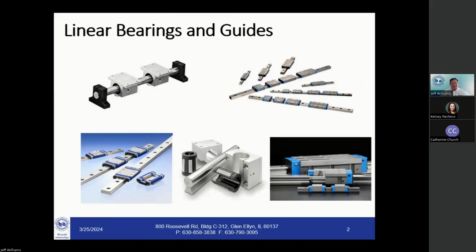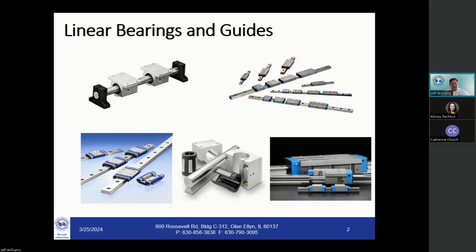Moving to the right is a linear guide with profile rail that is very popular when high accuracy and loads are required. For the rolling element, you can use a ball bearing or a roller bearing. On the lower level, on the left quadrant, would be a low profile linear rail. And that would be used when space is a consideration.